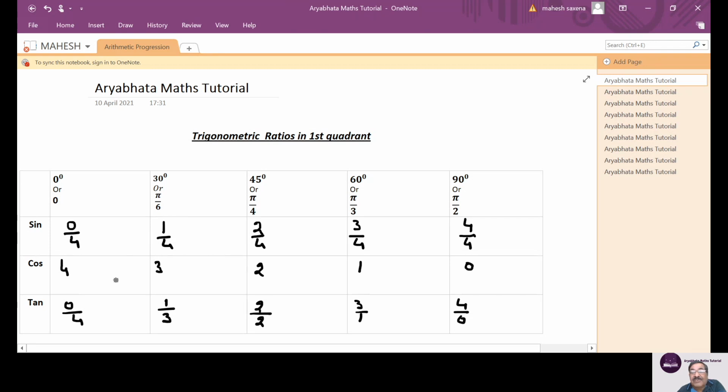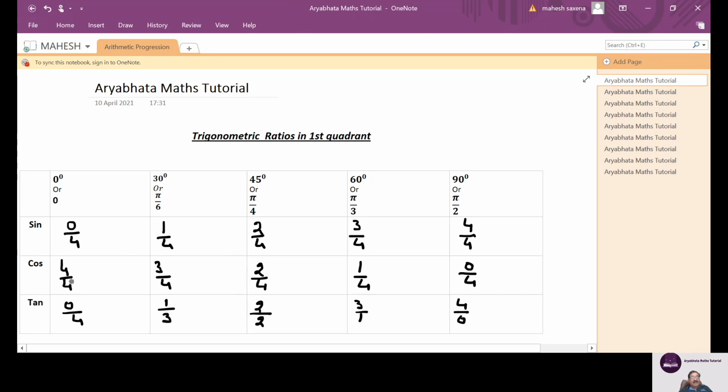Similarly, in case of cos, below 90 degree, it will be 0 by 4. Below 60 degree, it will be 1 by 4. Below 45 degree, it will be 2 by 4. Below 30 degree, it will be 3 by 4. Or below 0 degree, it will be 4 by 4.